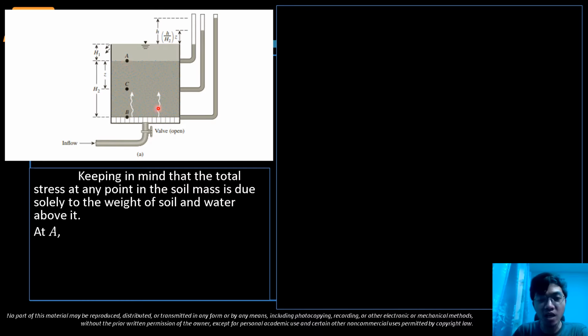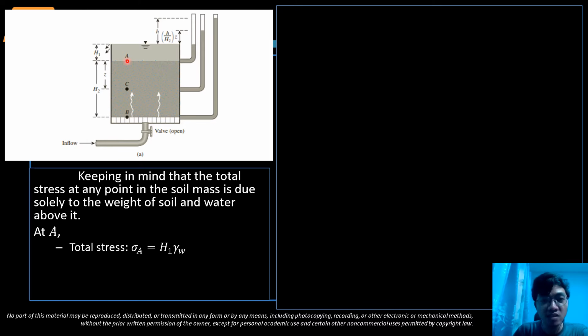Alright, so at point A, para dun sa total stress natin, it will just be the soil or the water above point A. So, in this case, water lang naman yan. So it will just be H sub 1 times yung unit weight ng water. Okay, so that will be H sub 1 times gamma water. That will be the total stress at A.